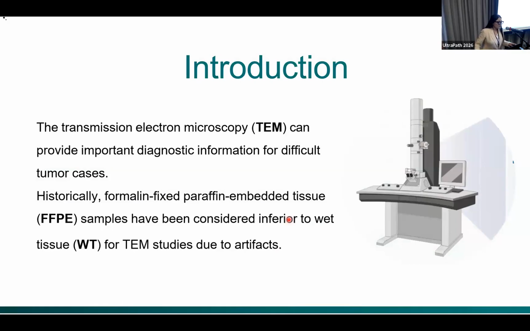So as an introduction, the transmission electron microscopy can still provide us very valuable information, especially in difficult tumor cases. It's well known that the formalin fixed and paraffin embedded tissue, the FFPE samples, have always been considered inferior to wet tissue, and this is because of the artifacts.